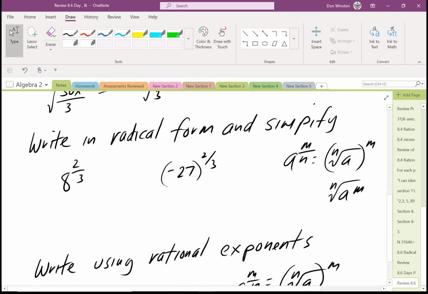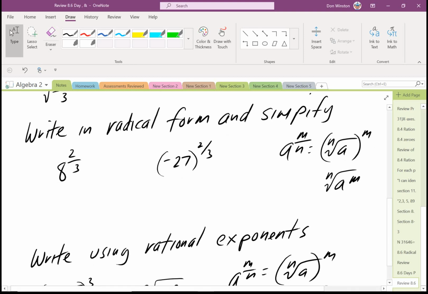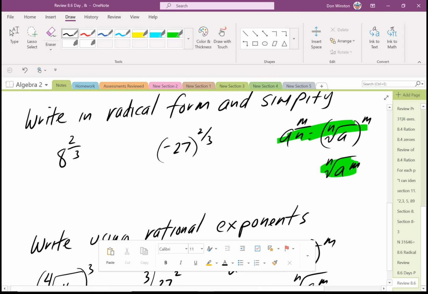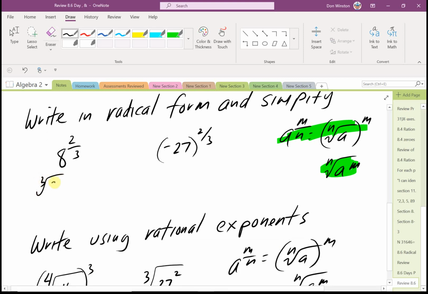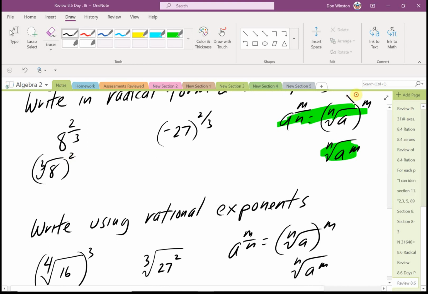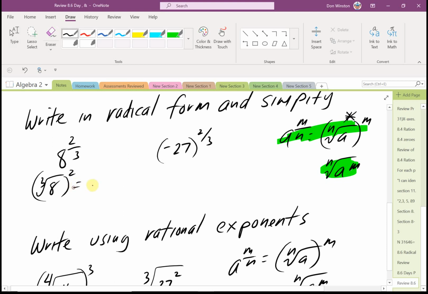All right, and then write in radical form and simplify. Okay, we're just remembering that property. A raised to the m over n is equal to the nth root of a raised to the m, or is equal to the nth root of a to the m. Okay, so here, this is going to be the cube root. So this would be the cube root of 8 squared. I like using this one here more than the other one. And the cube root of 8 is 2, and 2 squared, that equals 4.